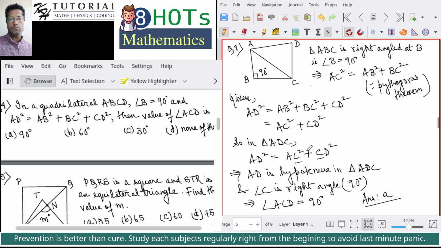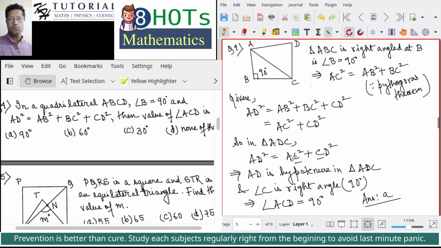So this concept you must know: in any triangle, if the square of one side is equal to the sum of the squares of the other sides, then clearly it is a right angle triangle, and you can find which angle of the triangle is the right angle. In this example, it was in triangle ADC. We see that AD square is equal to AC square plus CD square. So definitely AD has to be the hypotenuse, and on the right hand side we have AC square plus CD square. The common vertex is C. So C has to be the right angle.